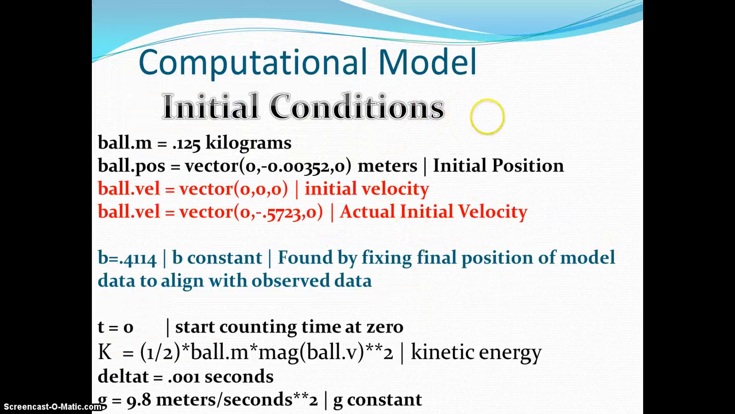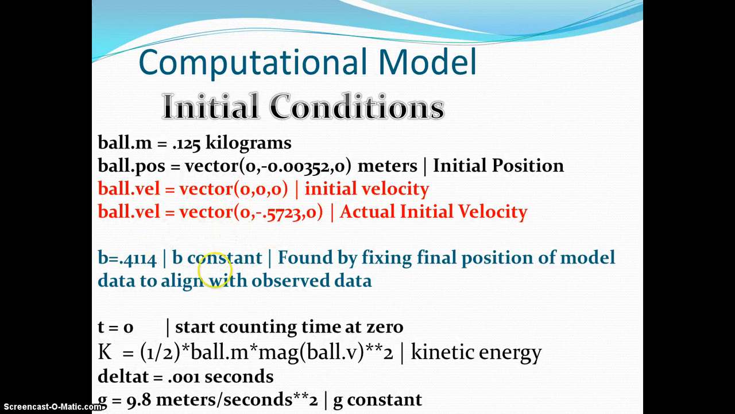So some of our initial conditions were that our ball's mass was 1.125 kilograms. Our ball's initial position is right here. Two things to really point out though: the initial velocity. The first way we modeled it was with our initial velocity at 0, 0, 0. But in actuality, after going back through Tracker, we realized that our initial velocity is probably a little closer to this. In the next slide, we're going to show you how we actually calculate this true initial velocity.